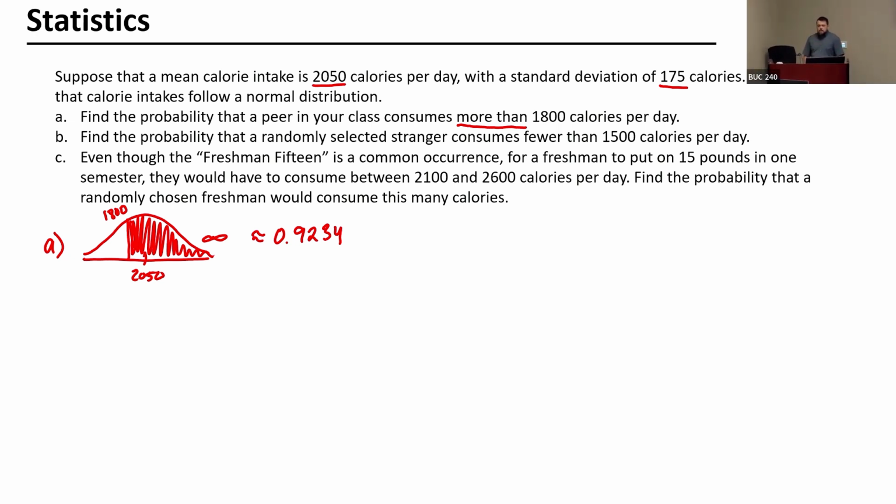What is that saying? Remember, I'm going to ask you on your final. I'm going to ask you on this project coming up. What is that saying? 92% probability that your peer consumes more than 1,800. If I just randomly walked around and grabbed somebody out of the population and then monitored their calories for one day, there is a 92% chance they're eating more than 1,800 calories per day. Okay? Which sounds pretty plausible.